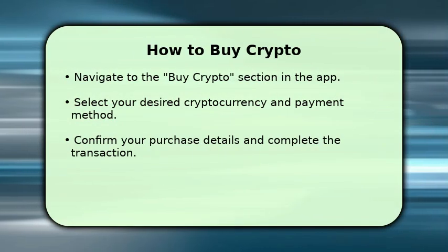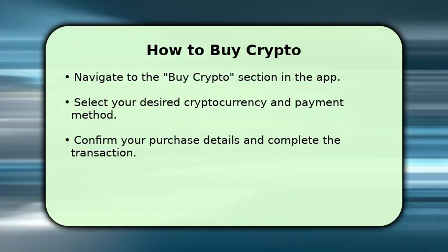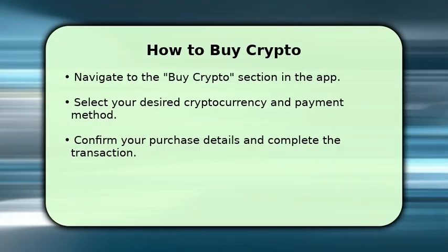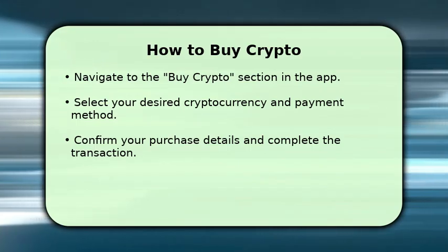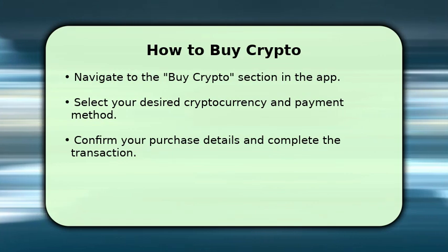Now for the main event, buying crypto. Head to the Buy Crypto section in the app. Select the cryptocurrency you wish to purchase, like Bitcoin or Ethereum, and choose your preferred payment method. Review all the transaction details carefully, including the amount and fees, then confirm your purchase to complete the transaction.